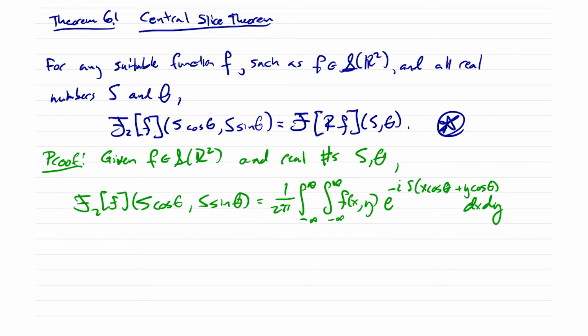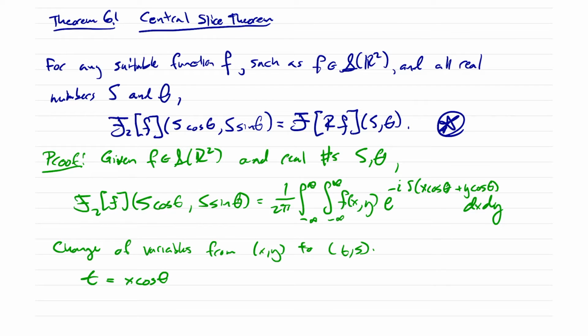Okay, so now we're going to try to do a change of variables. Right now we're working with x, y, and we're going to change it to t, s. Here we start with t being what we have been looking at before, which is x cosine of theta plus y sine of theta. And this is exactly the line that we saw before.